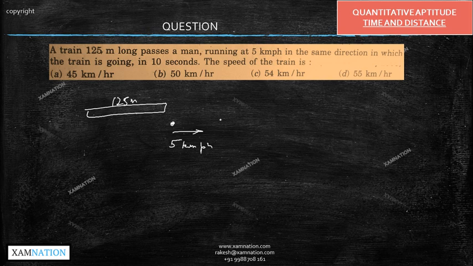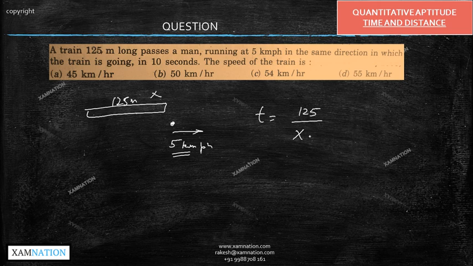So it crosses in 10 seconds, right? So we need to find out the speed of the train. We are given the length of the train, and we are given the time taken to pass this thing, right? As we remember from the formulas that we have seen earlier, the time taken will be... we don't know the speed of the train, right? So let's say the speed of the train is x kilometer per hour, right?